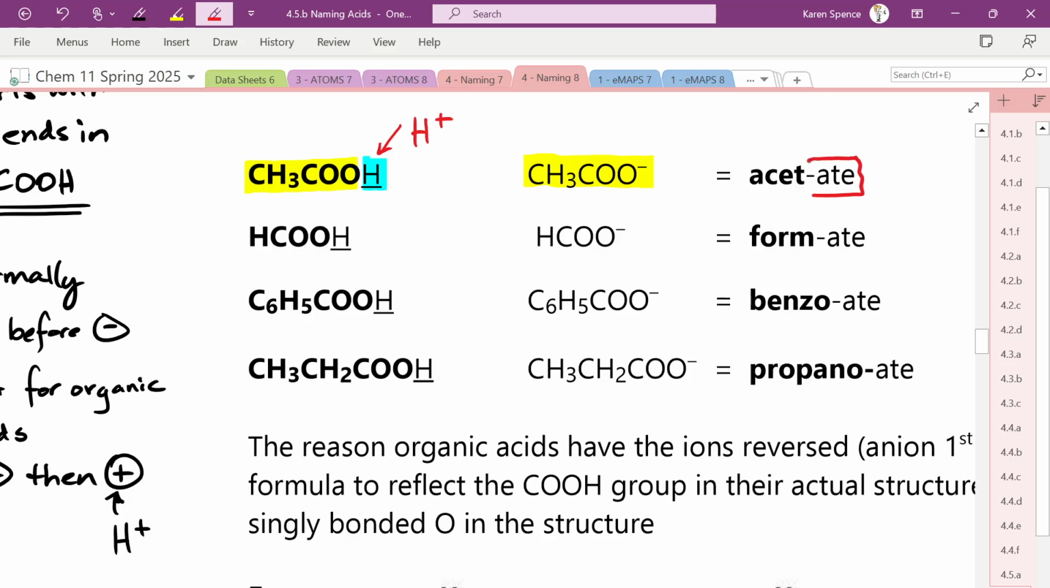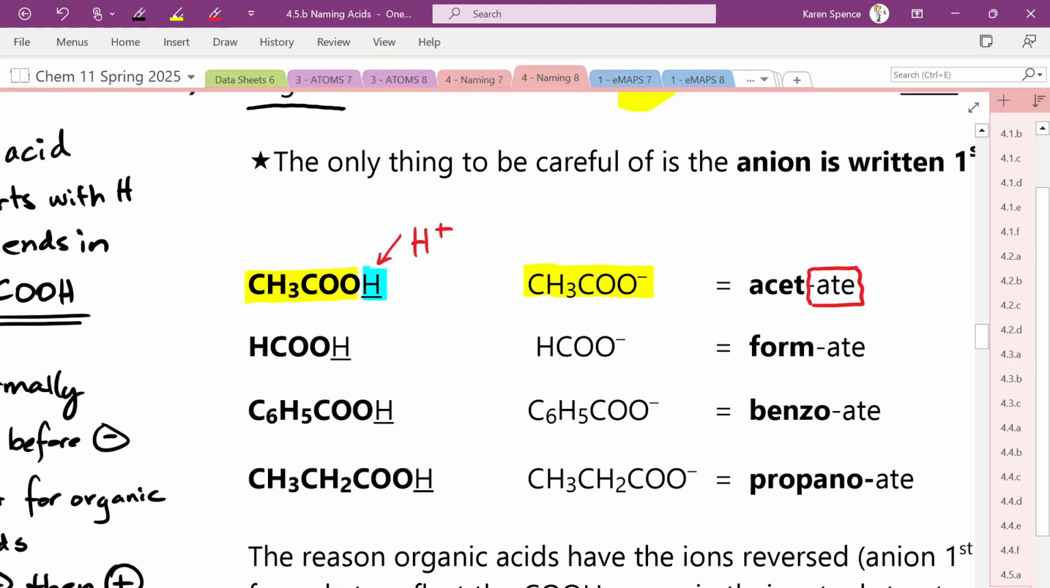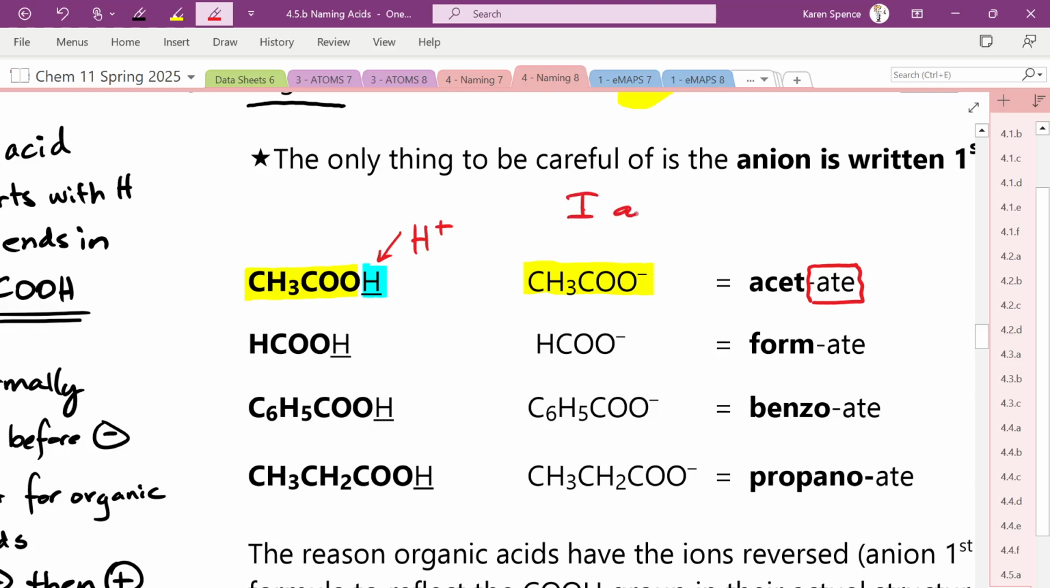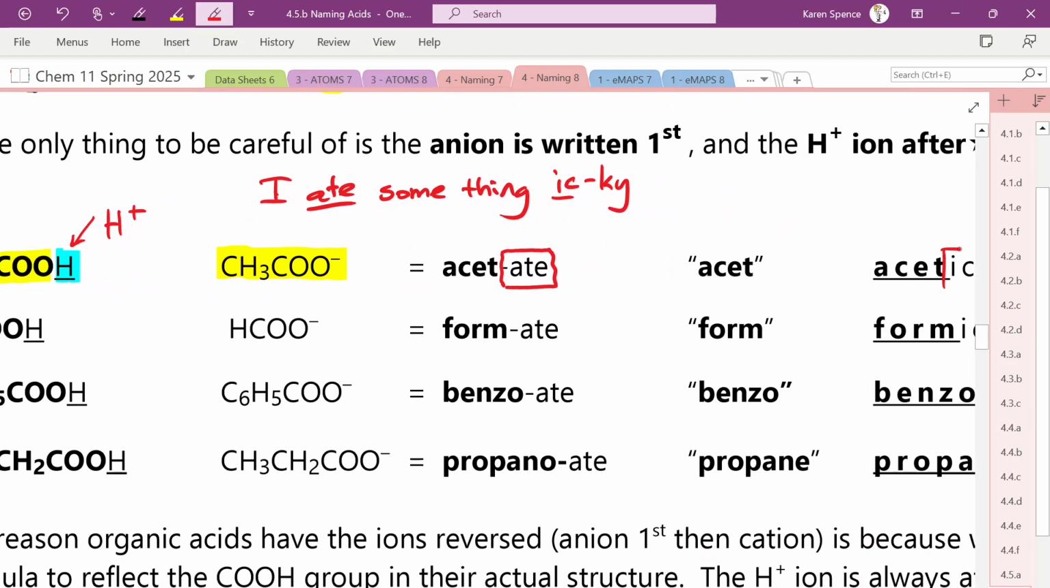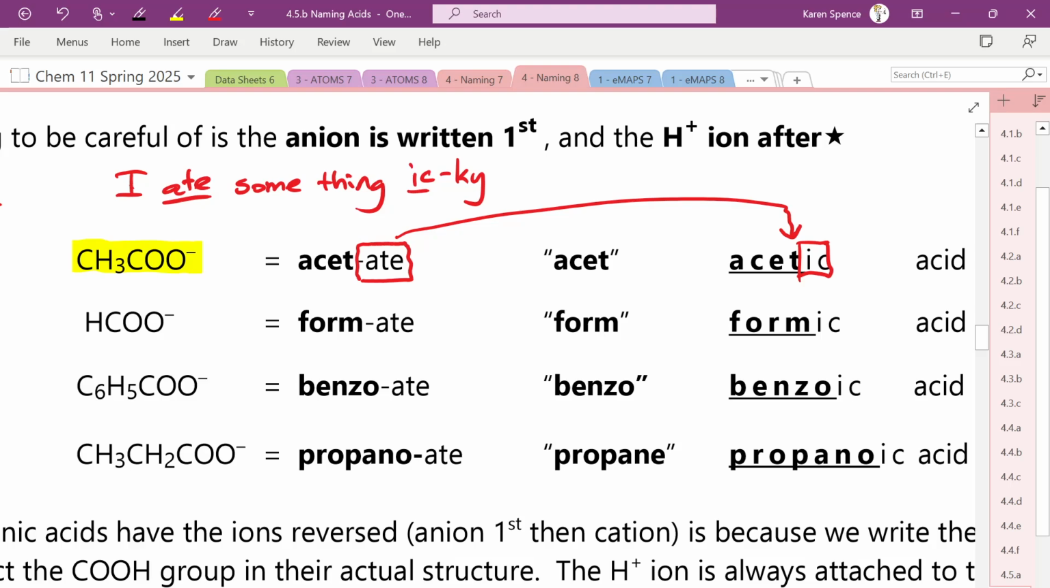And remember, I ate something icky. I don't know if something is two words there. So what we do is we take the ate and we replace it with the ick. So it becomes acetate, becomes acetic acid. Yes? Okay. And it's going to be the same for all of the other ones.